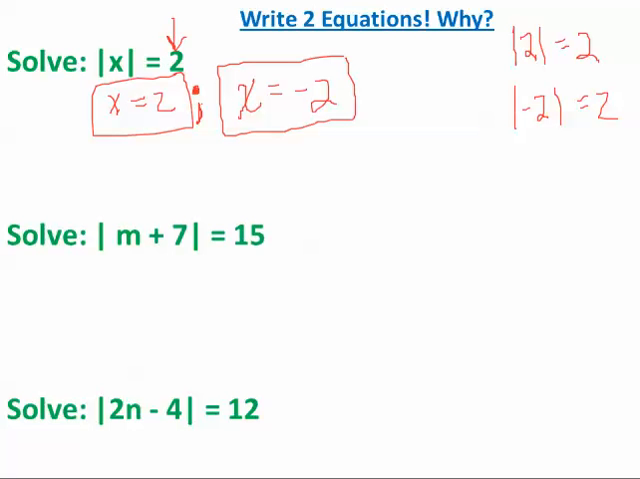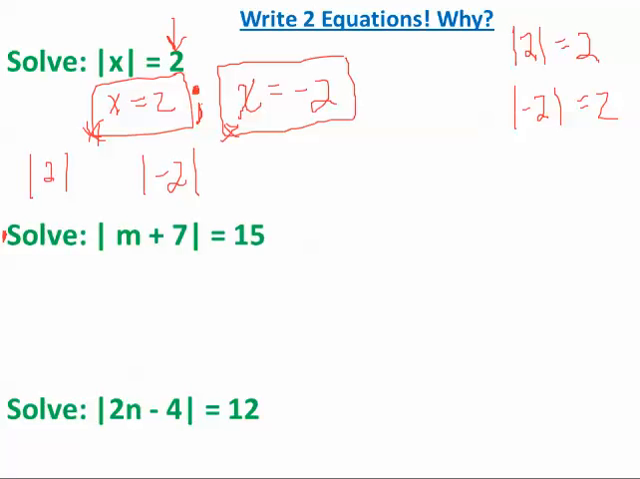If the absolute value of x equals 2, then it must have been either a 2 that was inside there to give me the 2, or it could have been a negative 2. It could have been either of these 2 things. Let's do that when it looks more complicated right here. We still do the same thing.